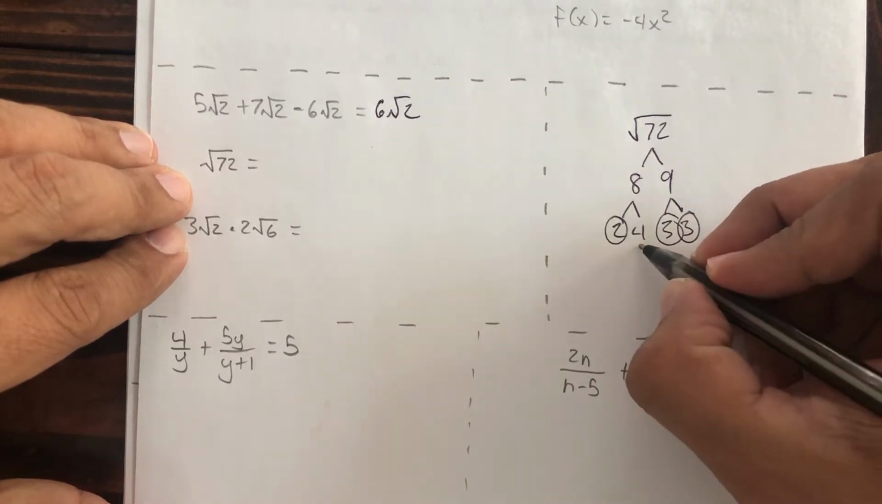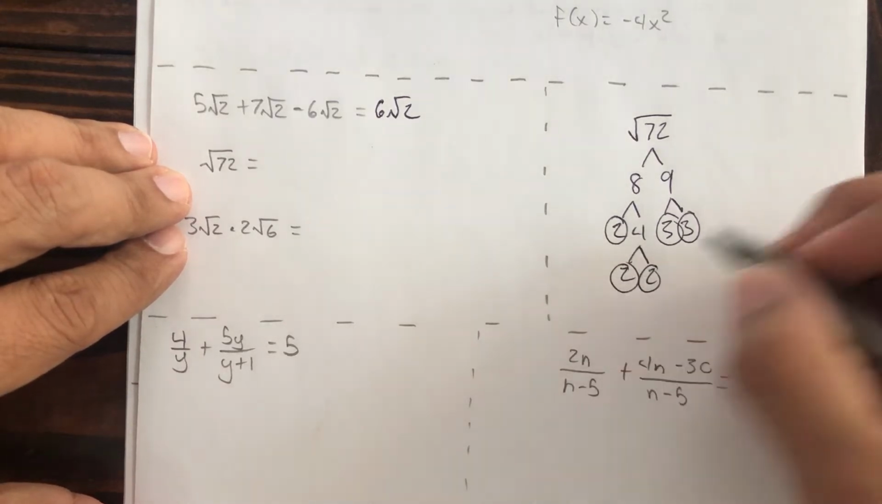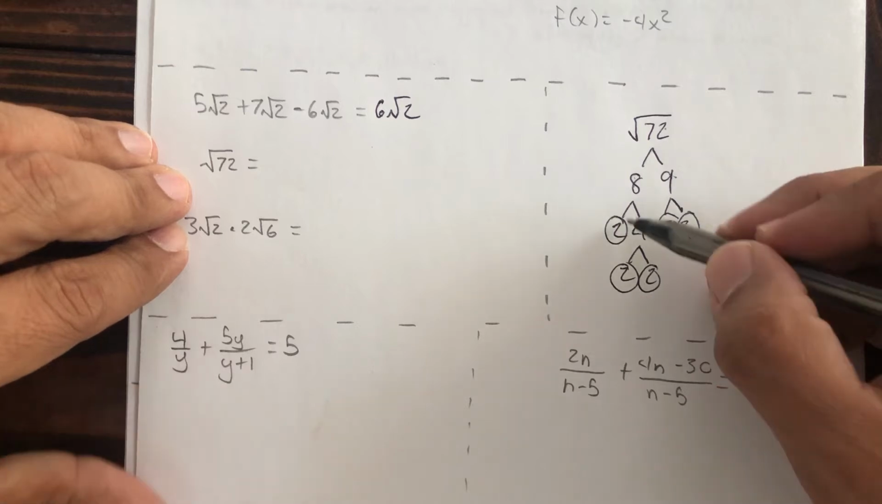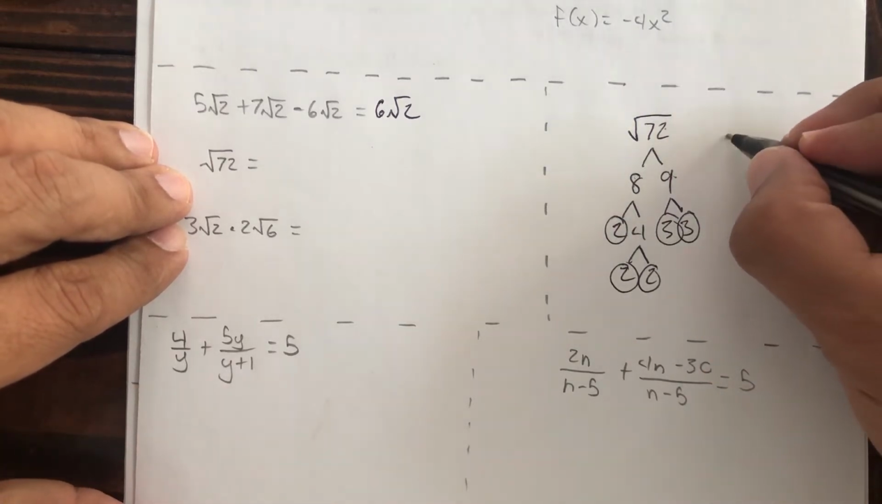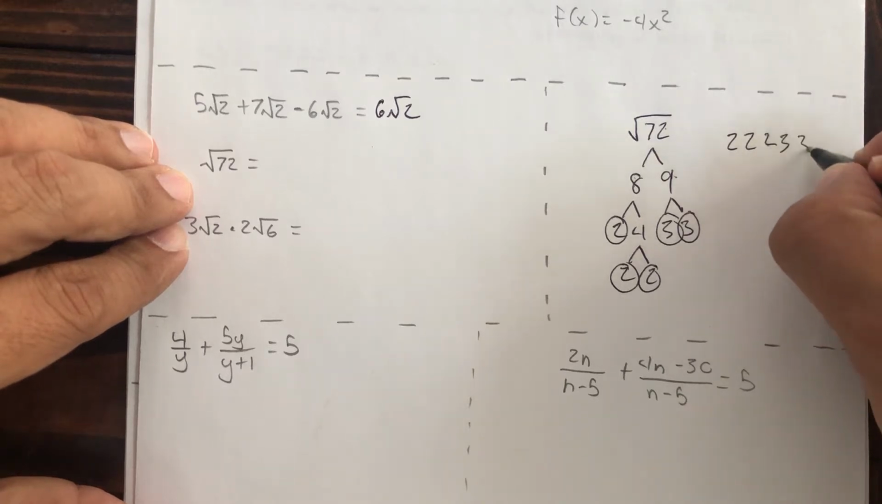The 2 as well. I can still split the 4 without using a 1. 2 times 2 also makes a 4. So 8 times 9 makes 72. I don't circle them because I can't split them yet. Once I have everything circled, I write everything in order. 2, 2, 2, 3, 3.